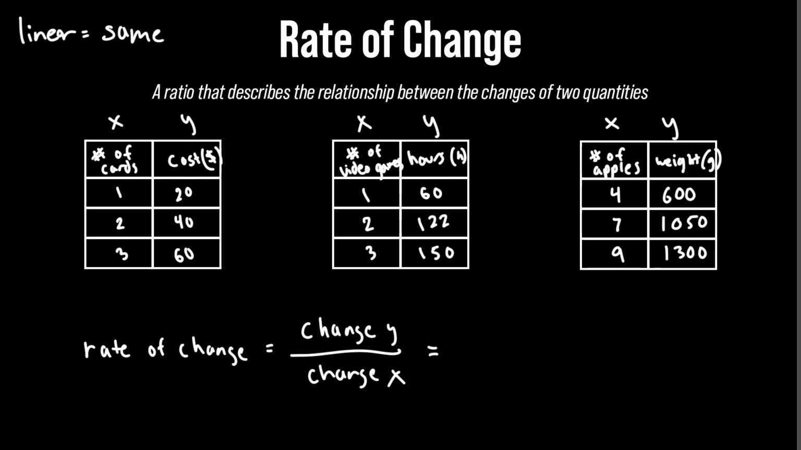How about this second example? In this one, the change in y is from 60 to 122. So that's going to be a difference of 62. And then 122 to 150. So that's going to be a difference of 28. And we go 1 to 2, 2 to 3. The number of video games stays the same, but the number of hours should also be the same, and that's not the case. So the rate of change is not linear. Thus, we can't simplify the rate of change for the second problem. We can define the rate of change between the smaller intervals, but we can't generalize it.